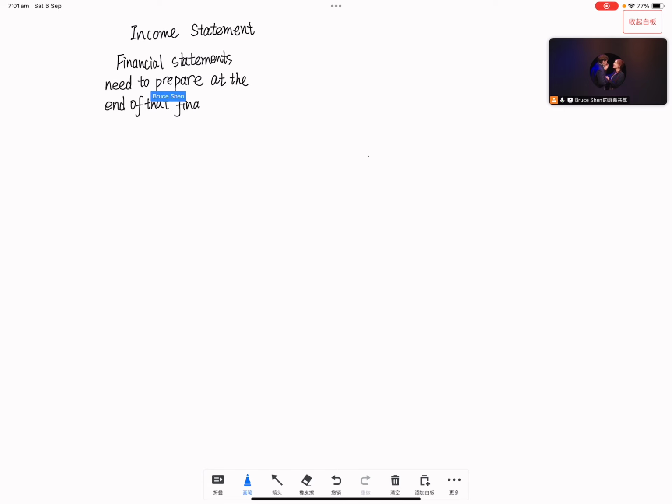Okay. So what do the financial statements include? They include the income statement and also the statement of financial position. So actually it includes two statements, the income statement and the statement of financial position.